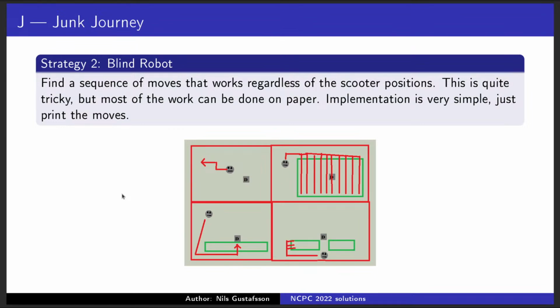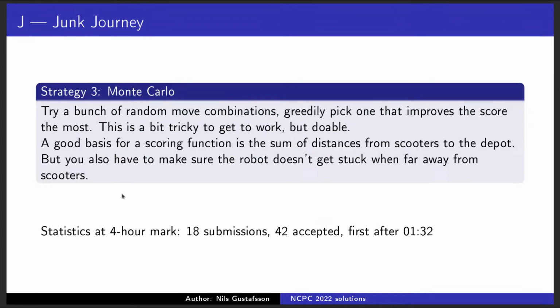And I saw some teams who solved the problem like this. So maybe not exactly this way described in the picture, but something like it, where the robot is blind and you don't have to simulate. So you don't have to simulate the movement, you just print all of the moves. So that's strategy 2.